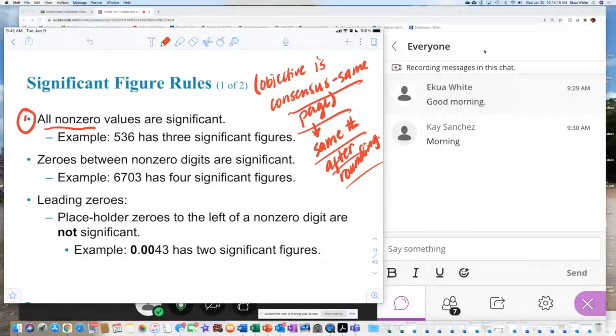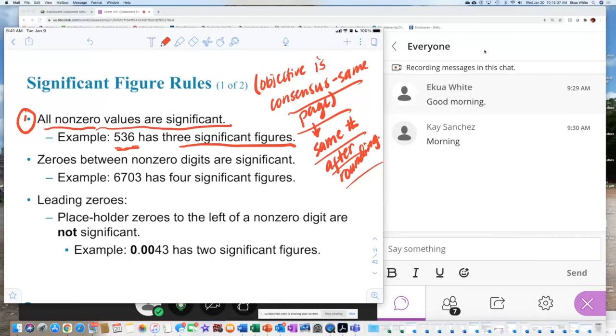Anyway, number one, all non-zero numbers are significant. So in this number here, 536, 5 is significant, 3 is significant, so is 6, because none of them are 0. So this number here has 3 significant figures. Any questions about that?